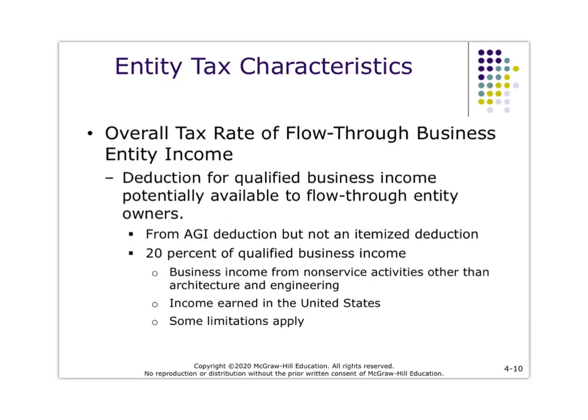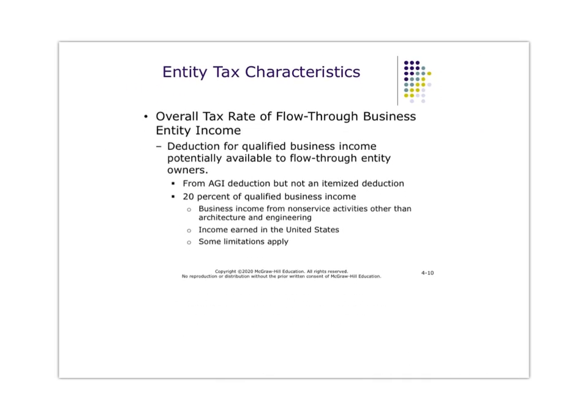Remember that the Tax Cuts and Jobs Act brought with it this deduction for qualified business income, or the QBID. It's potentially available to flow-through entity owners. Remember that it is a from-AGI deduction, but it's not an itemized deduction, so you can take the standard deduction and still get a QBI deduction. And the QBI deduction is basically 20% of your qualified business income.